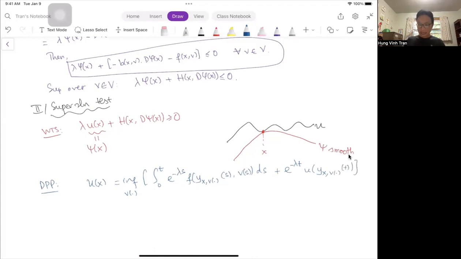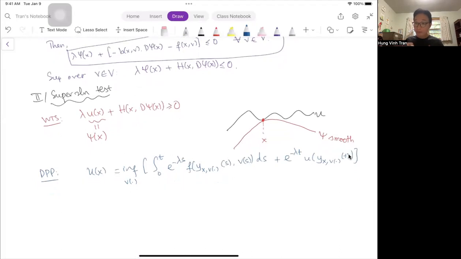Okay, so I'm going to pass from u to the test function in this DPP now, and then let t go to 0 with this test function, because the test function itself is smooth, as I explained. What do we have again? We recall that u(x) equals c(x) here, and that at any other point, u(y_x(t)) is greater than or equal to c(y_x(t)), because u is above c.